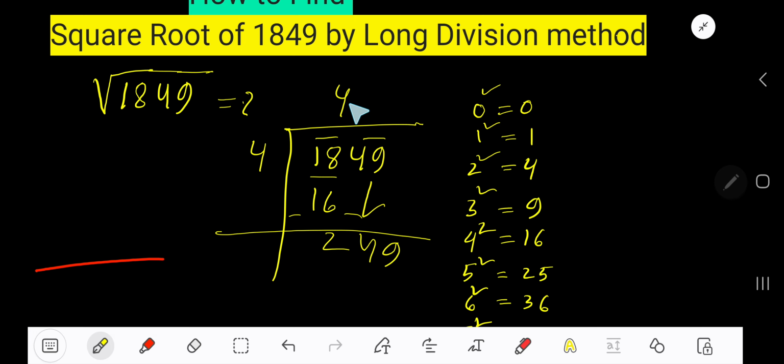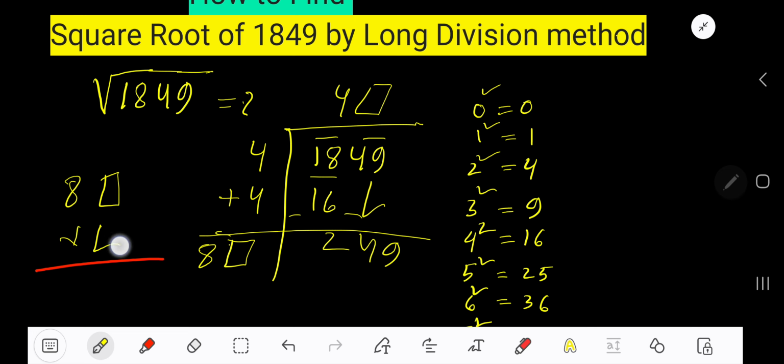You have placed the digit 4 in the quotient, so the same digit will come under the divisor, and you need to add: 4 plus 4, 8. Now you have to get a number that must come here, then multiply, and this product will be equal to this or nearest to this. So if you take 3, then what will happen? 3 times 3, 9, 3 times 8, 24, which is equal to this. So you can place 3 here. 3 times 83 gives you 249.